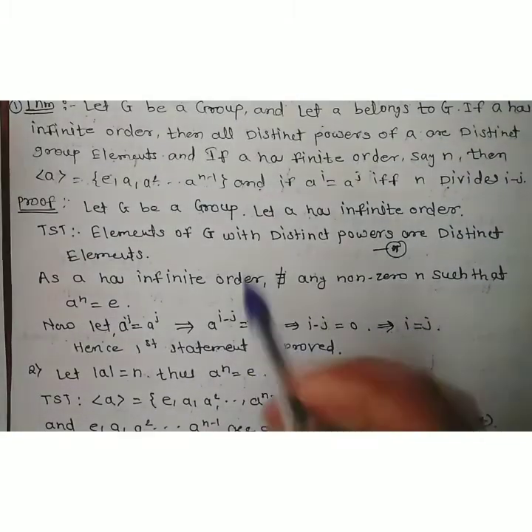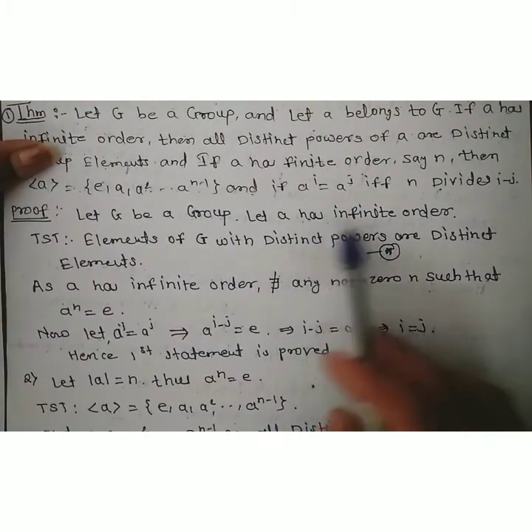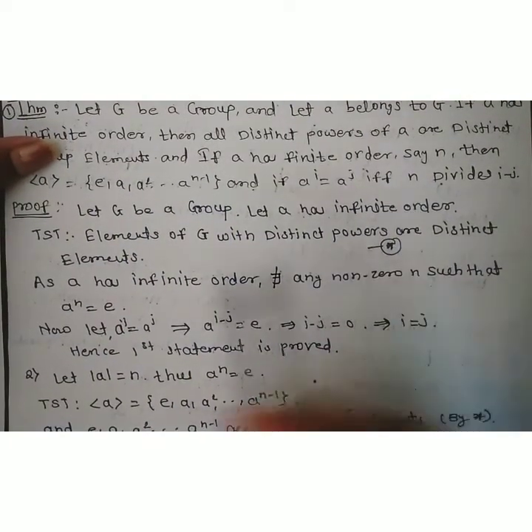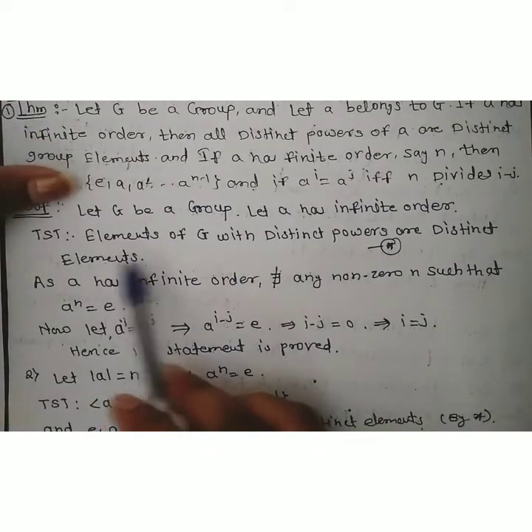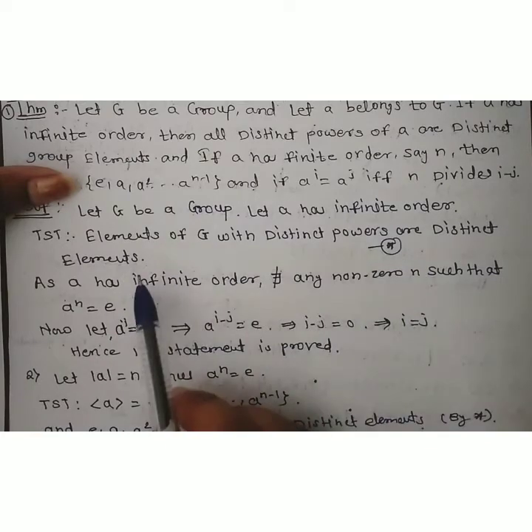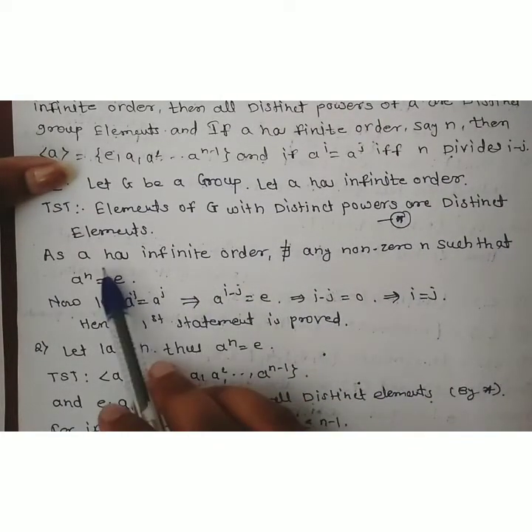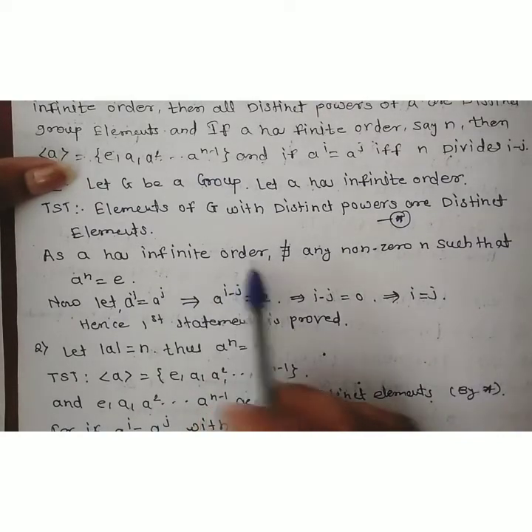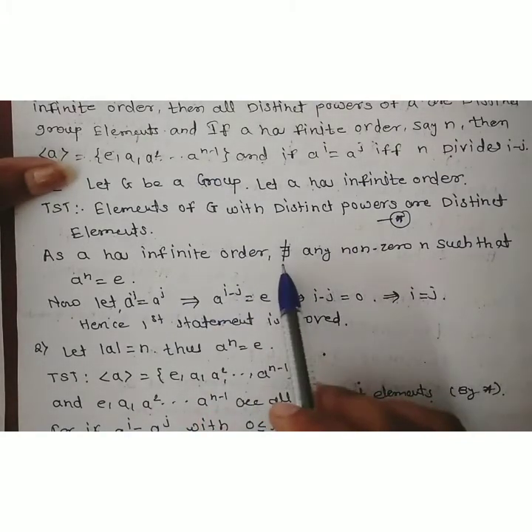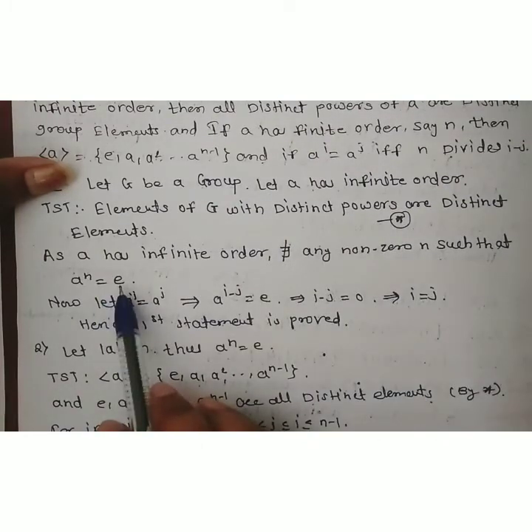Now, let G be a group and let a have an infinite order. We have to show that the elements of group G with distinct powers are distinct elements. Now, as a has an infinite order, there does not exist any non-zero n such that a to the power n is equal to the identity.